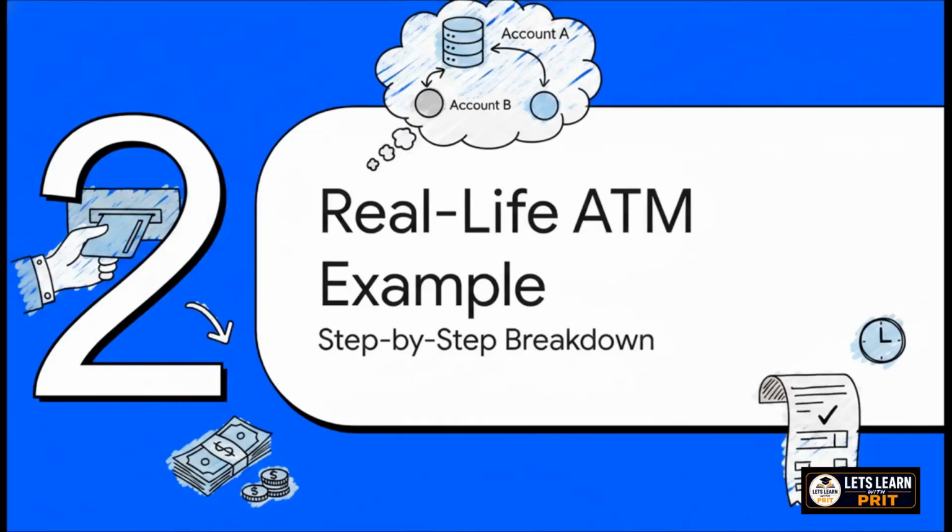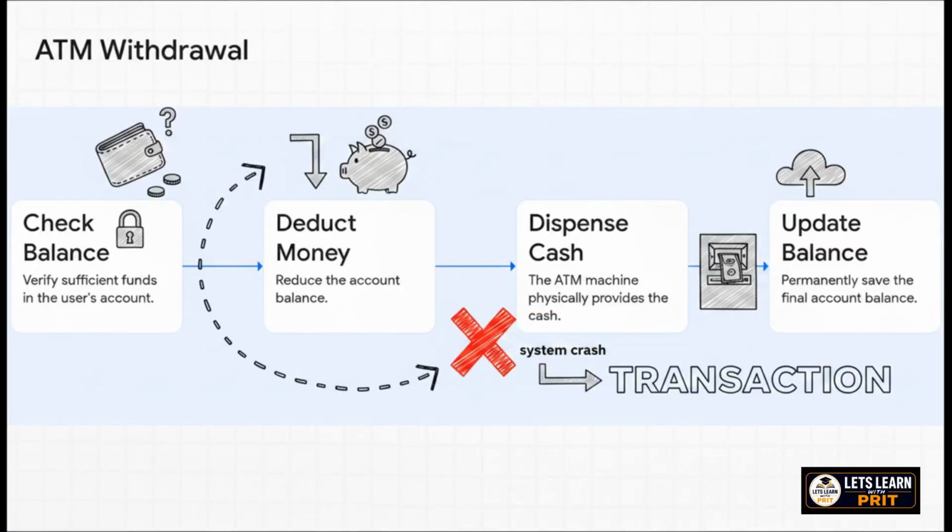Moving on to Section 2, the real-life ATM example, and a step-by-step breakdown. Now what's really interesting here is how this works in our daily lives. Imagine you go to an ATM to withdraw 2,000 rupees. To you, it just feels like one simple action, right? But the database actually sees 4 distinct steps. Step 1. The database checks if you have enough balance. Step 2. It deducts 2,000 rupees from your account. Step 3. The ATM machine physically dispenses your cash. And Step 4. The database permanently updates your final balance.